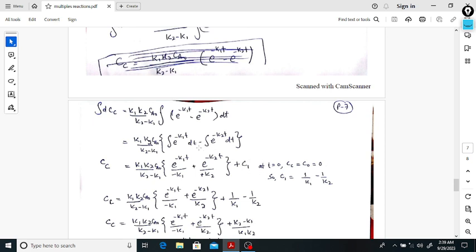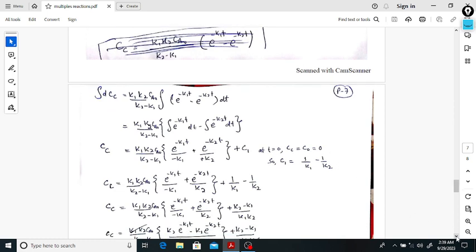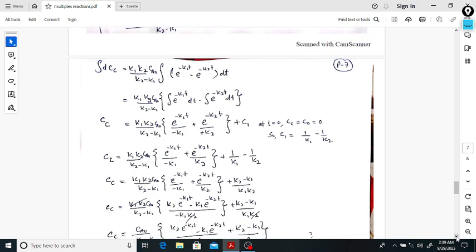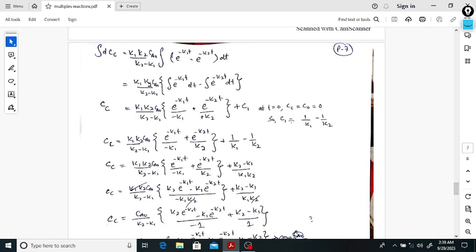This is constant because after the integration of these components we will get some constant. So I can use the C1, and the C1 can be obtained from the initial condition. At time 0, the concentration of component C will be equal to 0 because at time 0 there will be no B and C in the batch reactor. So C1 will be equal to 1 divided by K1 minus 1 divided by K2. In place of C1 we will put these two values here, and this is the concentration. Again the concentration of C will be equal to this one.